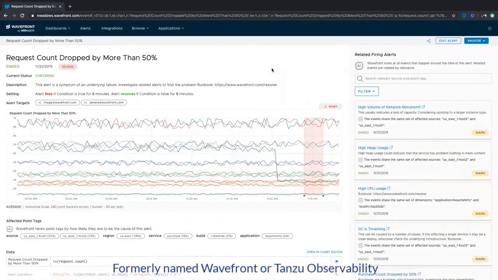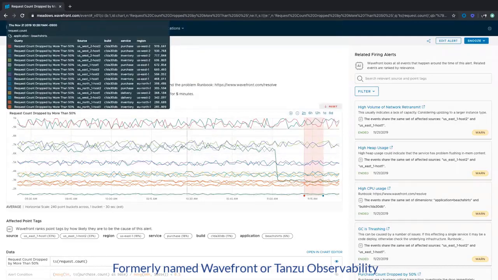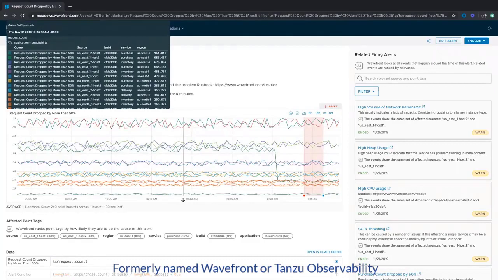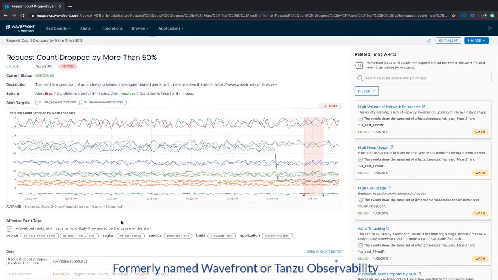Go over Wavefront's brand new alert viewer. Here I have an alert for request counts dropped by more than 50%. Got a chart which clearly shows my alert firing and all the various series that we're looking at. Just below that, we try to help you understand what are the affected point tags associated with your alert.